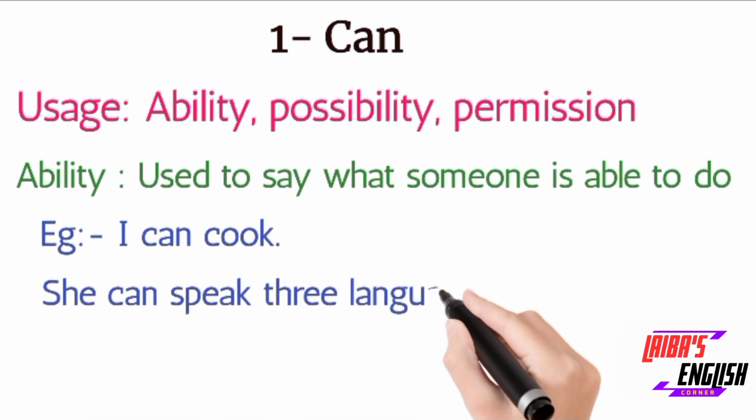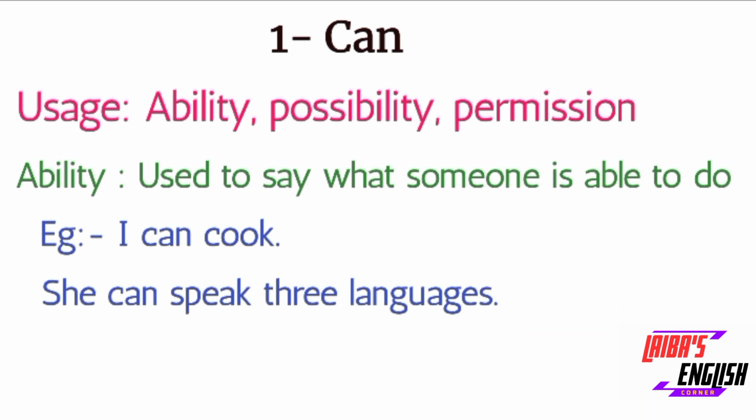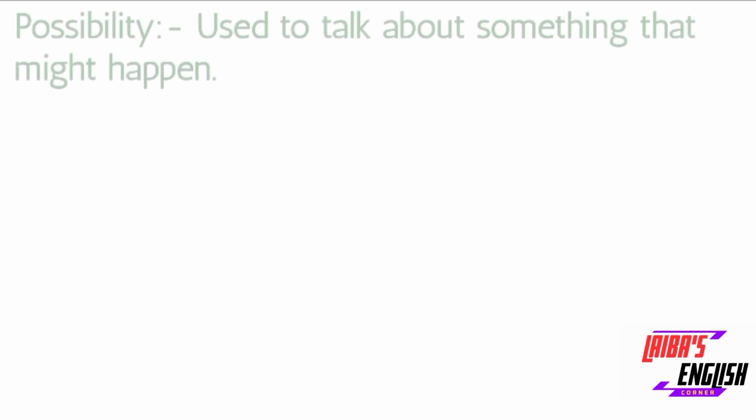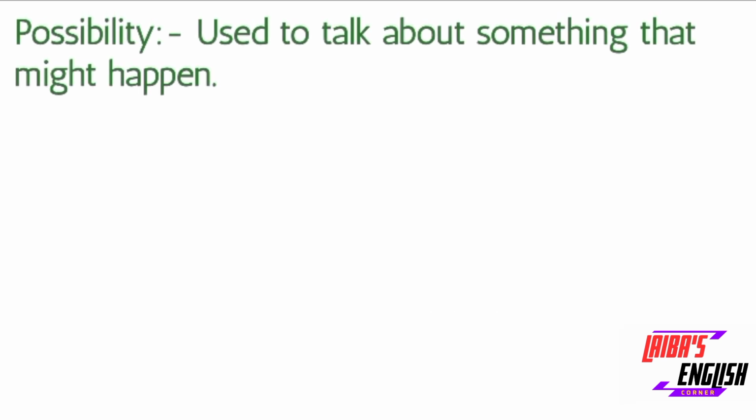Second example is the same as I gave previously: she can speak 3 languages. So here can is showing the ability that she can speak 3 languages. So number one is ability, in which we have the ability to do something.